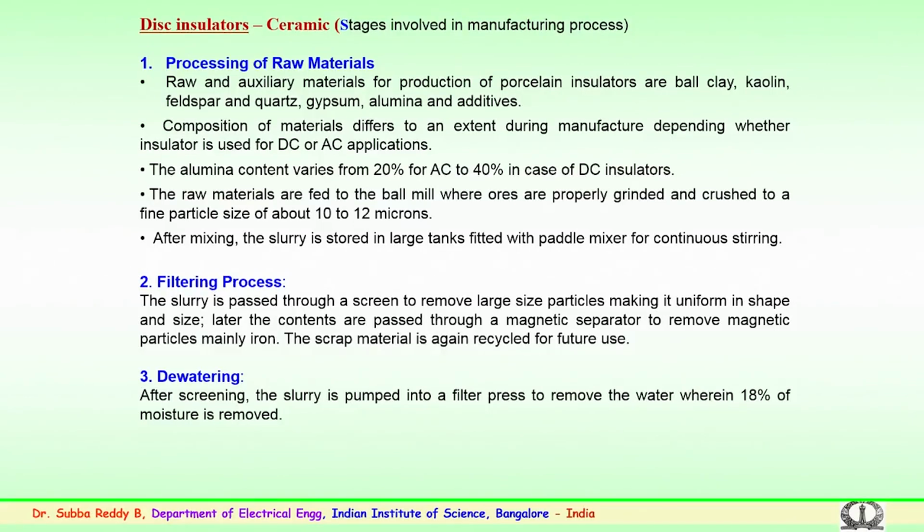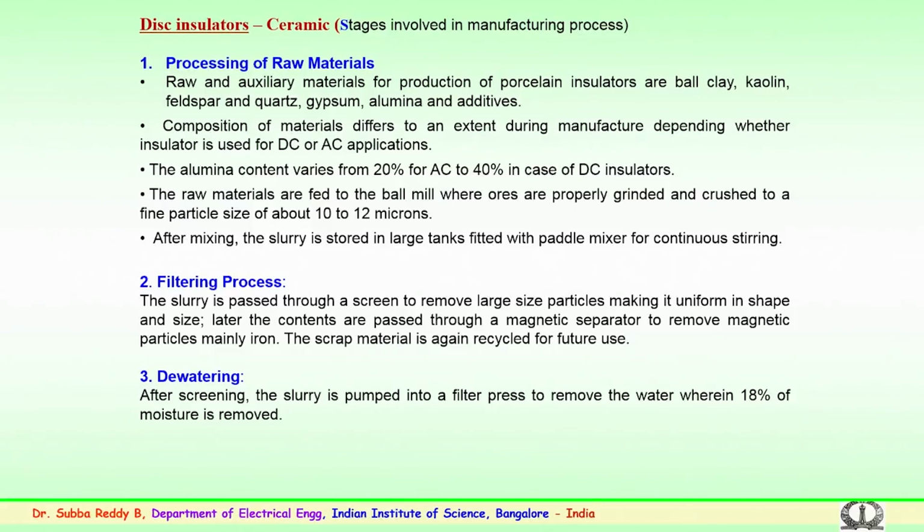The slurry obtained from the raw materials is passed through a screen to remove large size particles, making it uniform in shape and size. Later the contents are passed through a magnetic separator. Why a magnetic separator? It is basically to remove magnetic particles, mainly iron and so on. The scrap material which is removed is recycled for future use after the filtering process. Further to the filtering process, dewatering is done.